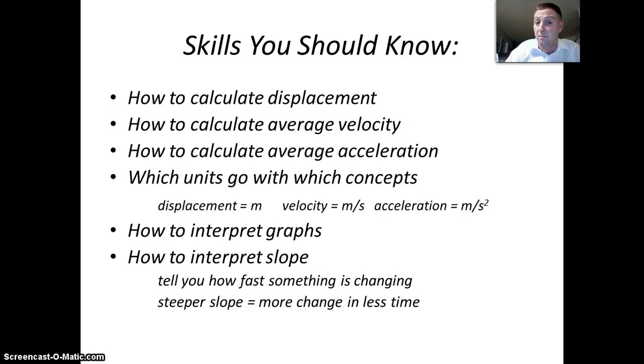A steep slope means that things are changing fast. There's more change in less time. A more shallow slope means less change in less time. Perfectly horizontal means no change with time. Perfectly vertical can't happen. You won't see it.